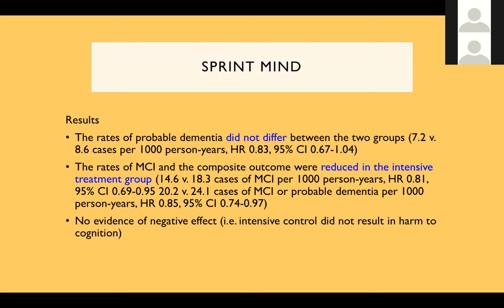They did, however, see that there was a statistically significant reduction in MCI, mild cognitive impairment, as well as a composite outcome of MCI and probable dementia in the intensive treatment group. And the authors explicitly noted that the flip side of the argument, the concern that if you drove the blood pressure down too far, that there might be hypoperfusion leading to injury and cognitive impairment, there was no evidence of such negative effect. So the intensive control group did not experience harm with respect to their cognition.